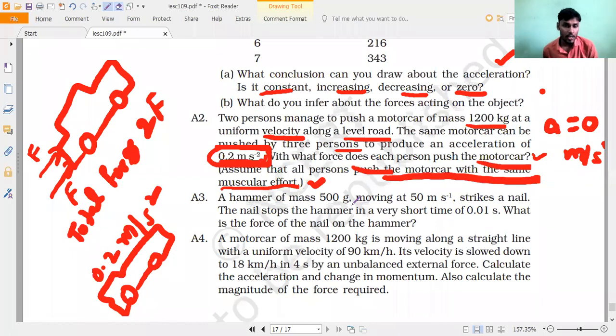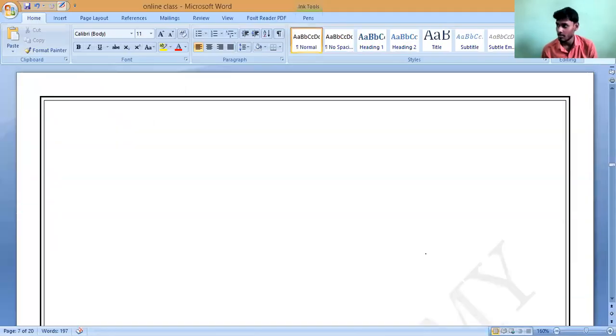Assume that all the persons push the motor car with the same muscular effort. Understanding all of you? Those who did not understand, once again I will teach you. Please understand very carefully. First, what are they saying? Can you read the statement?